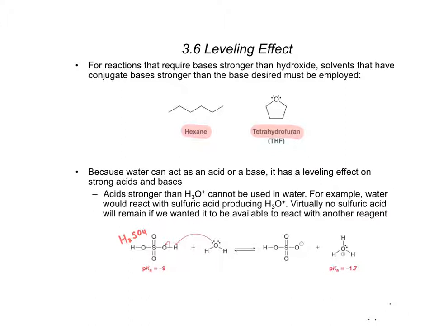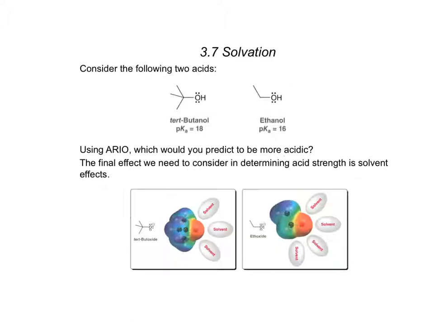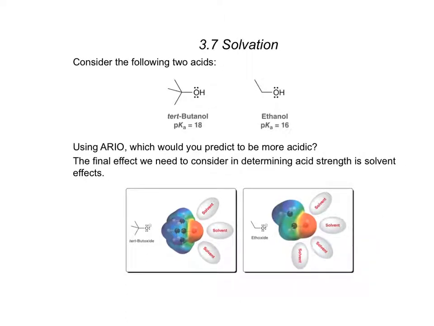With respect to picking a solvent, there's a couple other things that we'll talk about, and then we'll move on to chapter 4, okay? So in comparing our little conjugate bases, we've utilized our nice little AREO acronym. That's really great, but it doesn't always explain all of the things that we see with respect to the stability of these bases, right? So let's compare, let's say, something like tert-butanol as an acid to ethanol, okay?